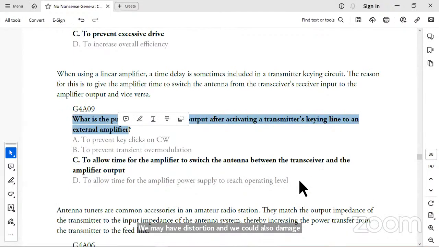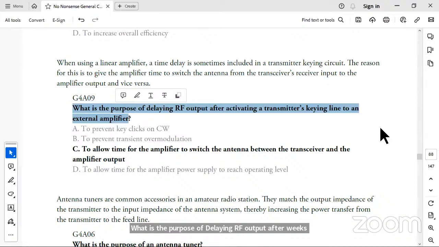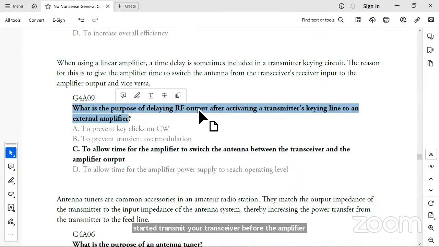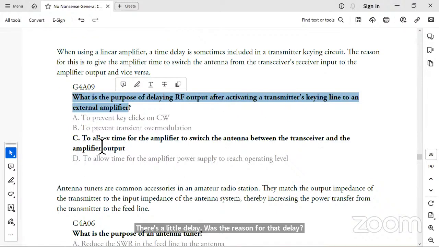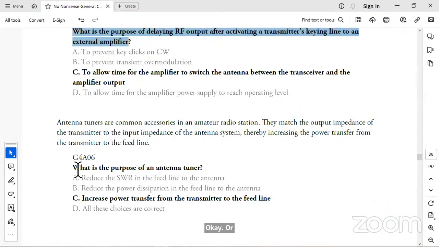What is the purpose of delaying RF output after activating a transmitter's keying line to an external amplifier? All right, so let's read that question again. What is the purpose of delaying RF output? In other words, after you start to transmit your transceiver, before the amplifier starts to transmit, there's a little delay. What's the reason for that delay? The answer is it is to allow time for the amplifier to switch the antenna between the transceiver and the amplifier output, or between receive and transmit.